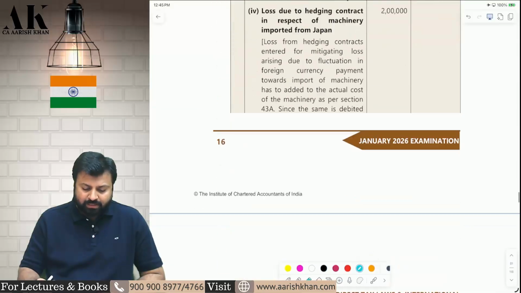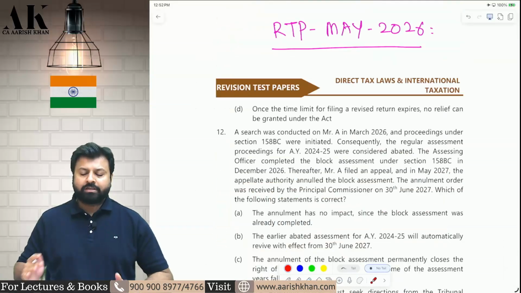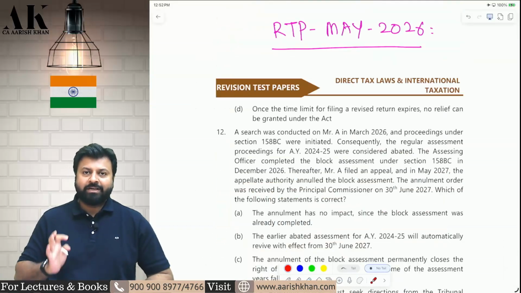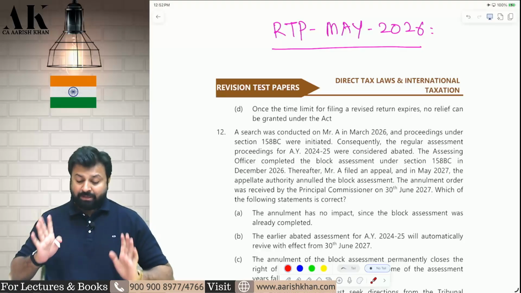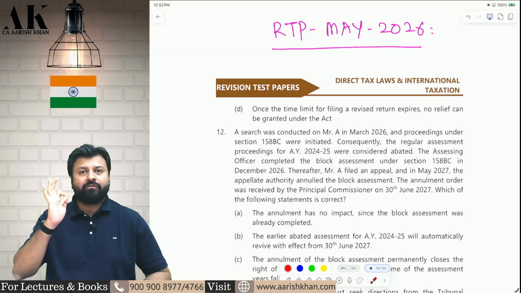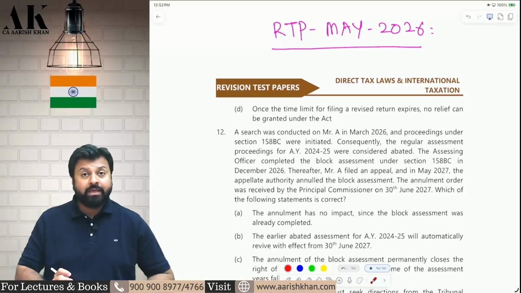So this is what this RTP is all about. Now let's go ahead with one last RTP, that is RTP May 2026. After this we will be completed with 9 RTP compilation exhaustively in full English along with our Hindi division also.